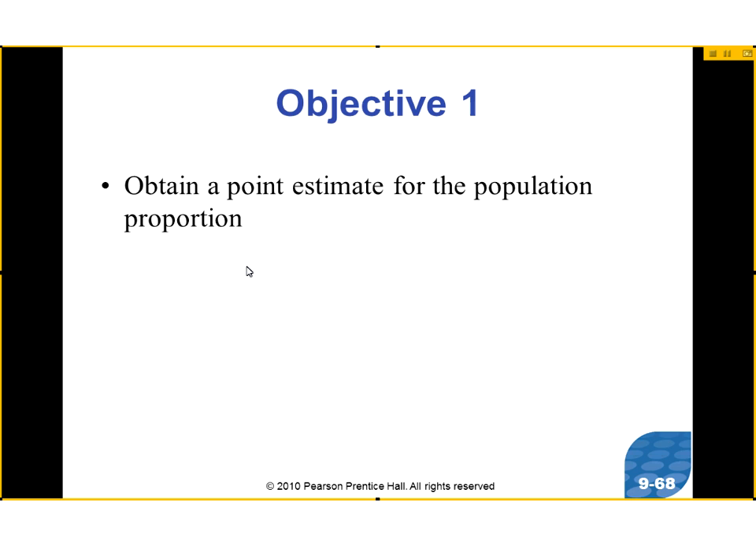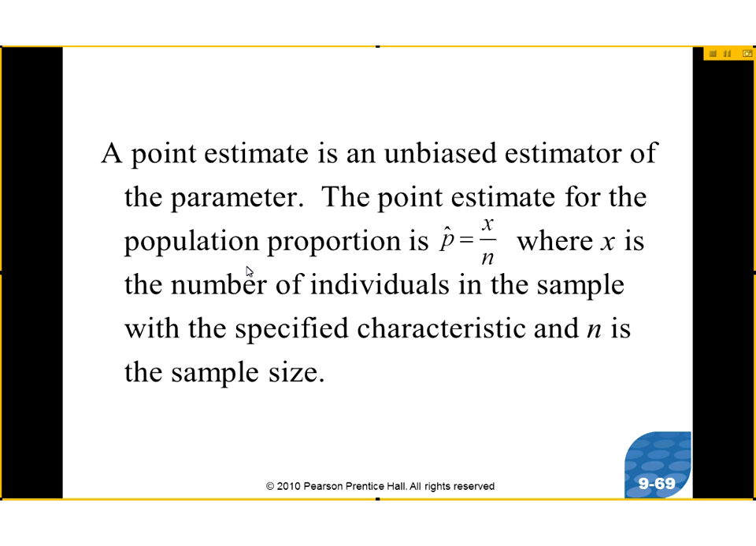All right, so how do we obtain a point estimate for the population proportion? The point estimate is simply x over n. So x is the number of individuals in the sample with that specified characteristic you're looking for, and n is the total sample size.